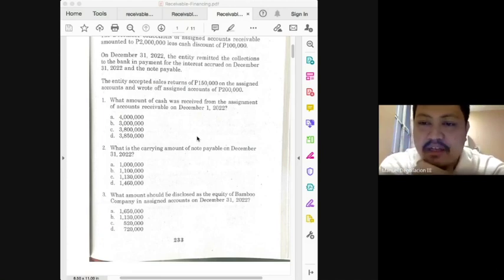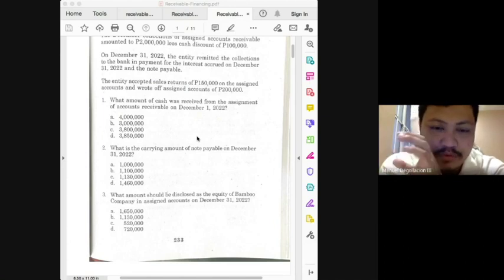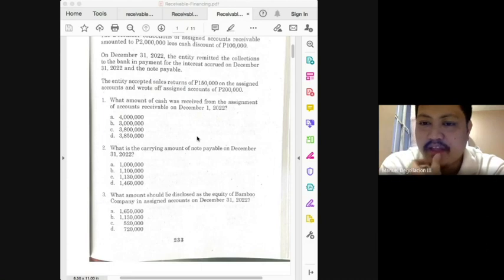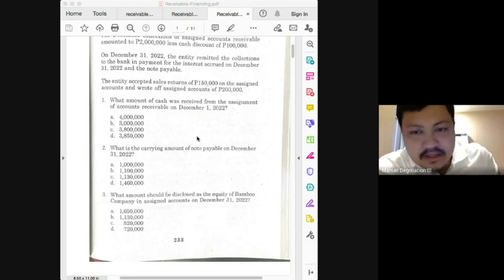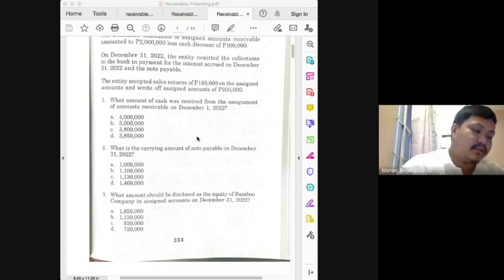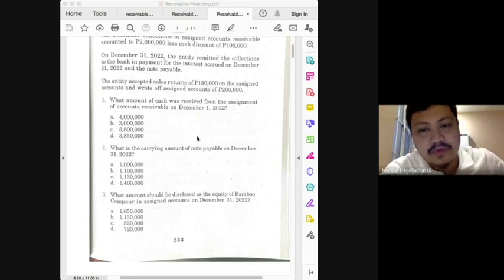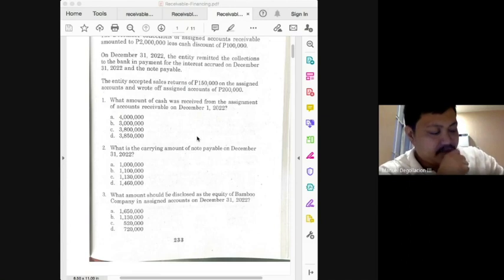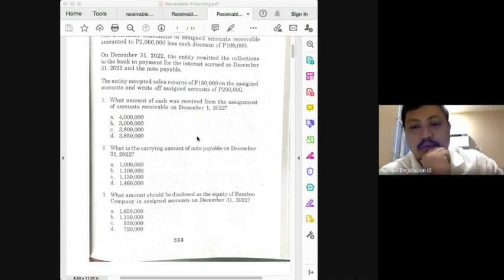Then deduct the balance of your notes payable, which will serve as our liability in our accounting equation. Assets minus liability will give us equity. So assets of 1,650 less liabilities of 1,130, the equity in the receivables would be 520,000. So the answer here would be 520,000.